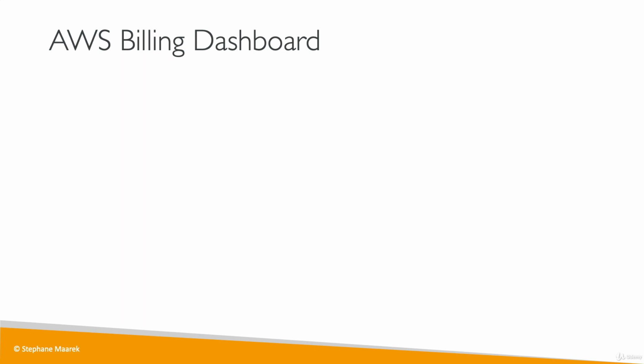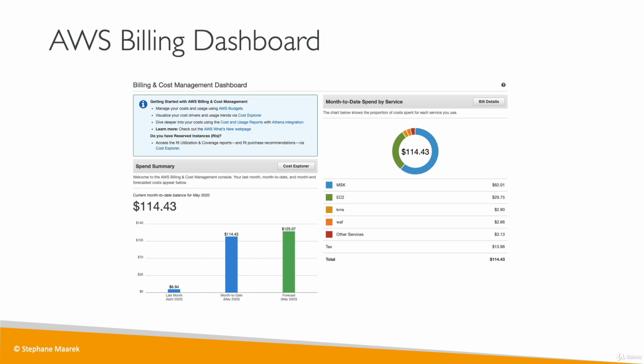So now let's talk about the ways you can track your cost in the cloud. The first way is to use the billing dashboard, which will show you all the costs associated for the month, the forecast, and the month to date. This is a very high-level tool, but it will be helpful to just get an overview of what's happening.